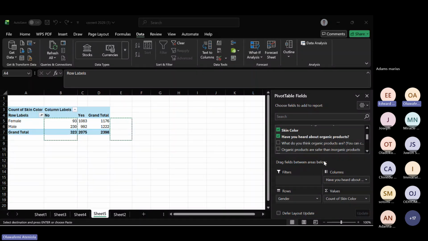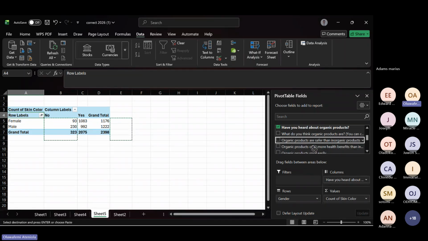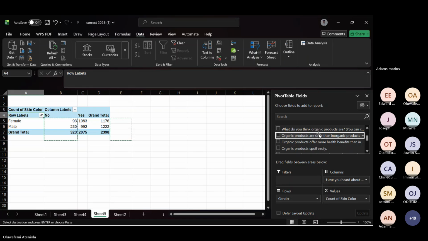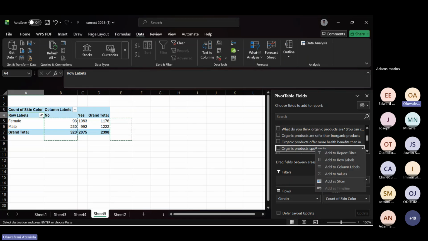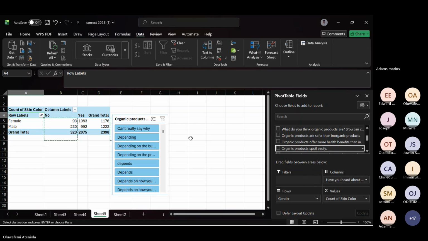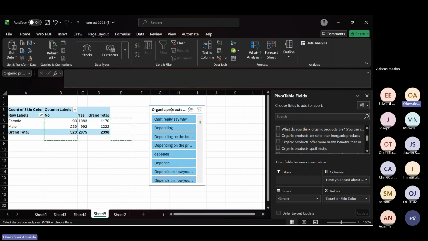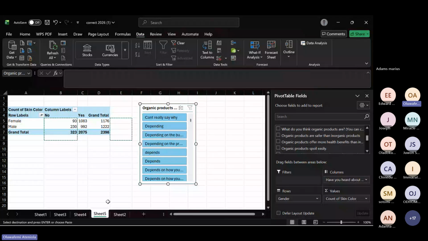Then we can bring the next one and say, does this feel safer? We can put that into filter. Okay, let's not put it into filter. Organic products can spoil easily. So we can bring this in as a slicer. So all I did here is right click, add as a slicer. Which means bring all the values here. So this is where we can ask questions on how many females think about something.